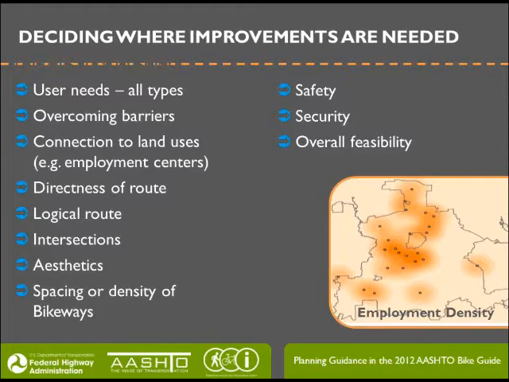The little image on the right here shows employment centers, and it's just one of the things that you may want to consider. You might also want to consider transit stops, for example, but not every community has that. So again, you're going to customize this to your local community. Directness of route, intersections, that's a really important one. We know that most bike crashes occur at intersections, so that becomes part of the consideration of where you want improvements.